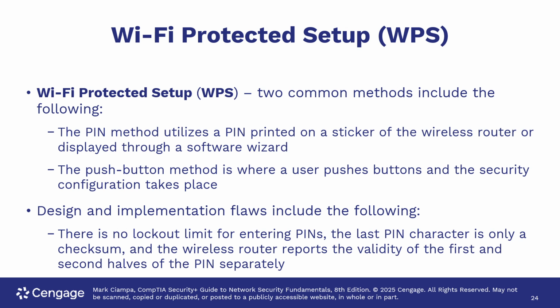So if you want to connect to your device and you don't know the PIN or access code, the username or the password to connect to a wireless access point, you can use what's called Wi-Fi Protected Setup. Usually on the bottom of the router, there's a pin or a push button. If you use the pin method, you can use the pin on the wireless router that's displayed through the software wizard. Or there's a push button method where the user pushes the button and the security configuration automatically takes place.